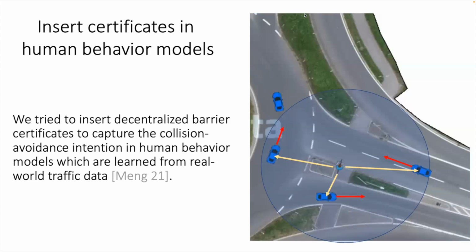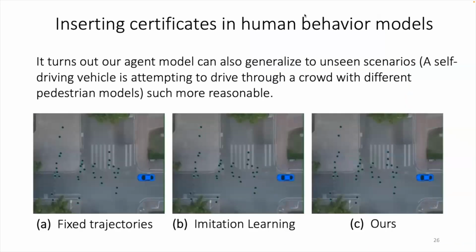But we actually insert this intention of collision avoidance using decentralized barrier certificate in this data-driven model that's learned from traffic data. What we have seen is it actually turns out this model can generalize to unseen scenarios in a reasonable way. Let me try to explain what we have here. So here we have learned how pedestrians react to a moving car. Now in the training data, when we constructed these models, we didn't have a car driving from right to left. It was a car somewhere else. Now we want to see if we have a car that these pedestrian models never saw before, what will happen?